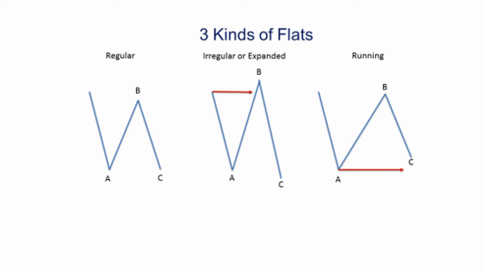Flat corrections have 3 subcategories: a regular flat correction, an expanded flat correction, and a running flat correction. Just to help you understand something, when we talk about impulse waves, we usually mean the first movement in a trend. And then when we talk about corrective waves, we talk about this movement. I hope that helps moving forward.